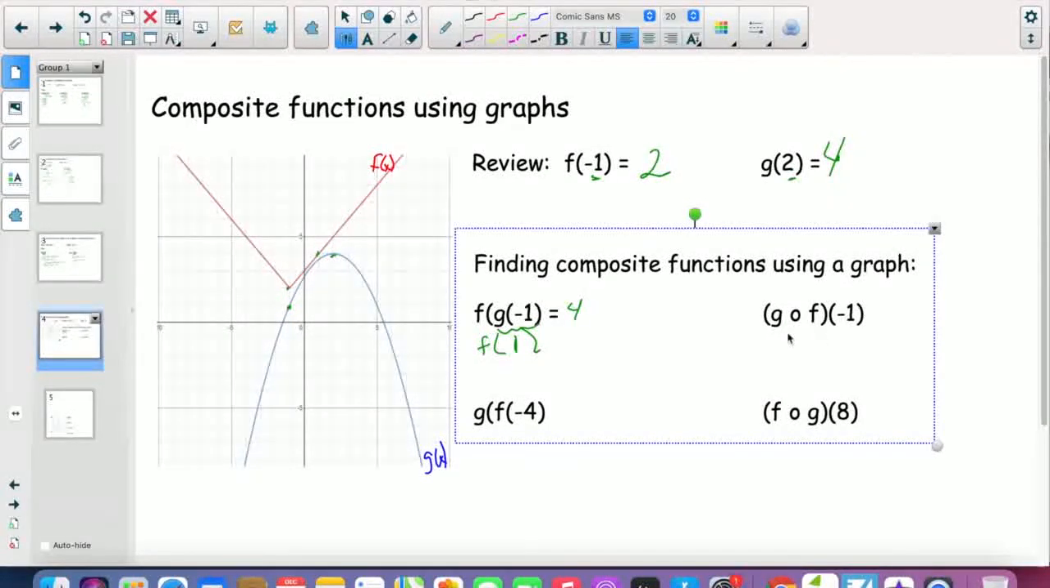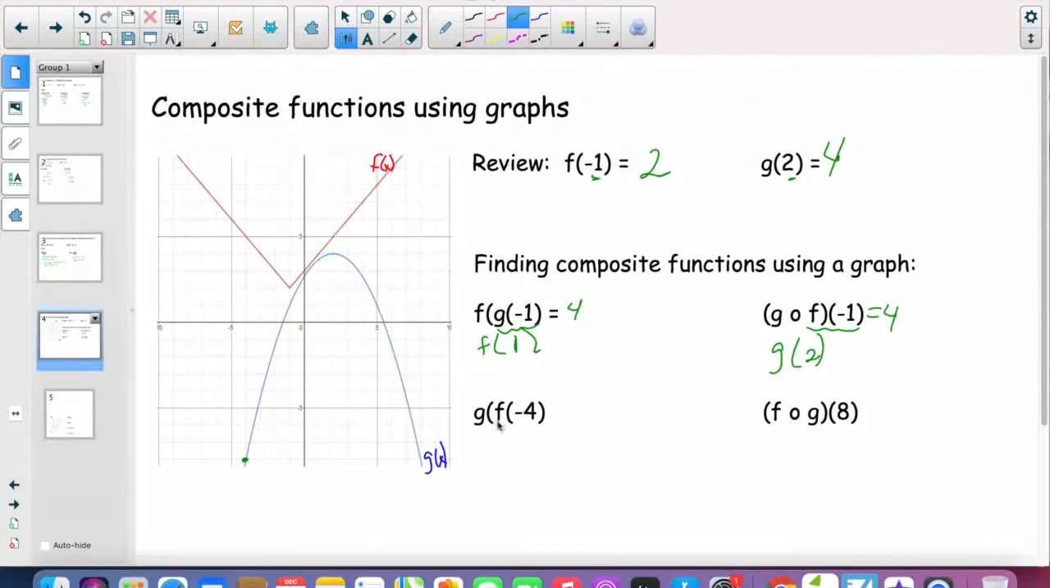Here, they've used g of f of negative 1, other notation for that. It's very similar. We're going to find f of negative 1 first. So at my negative 1 value, the f function is 2. So then we need to find g of 2. So at the x value of 2, the g function is at 4. So g of f of negative 1 is 4.